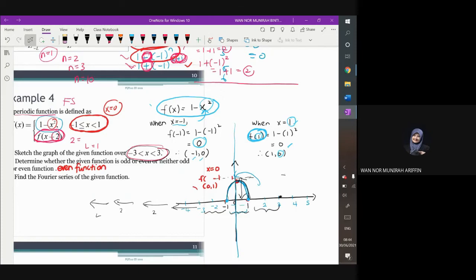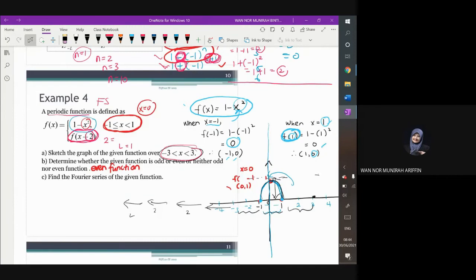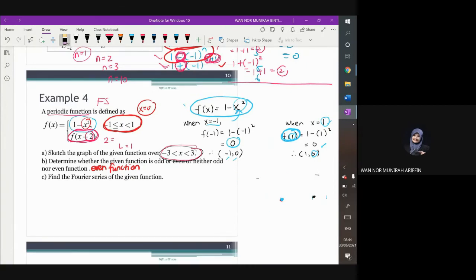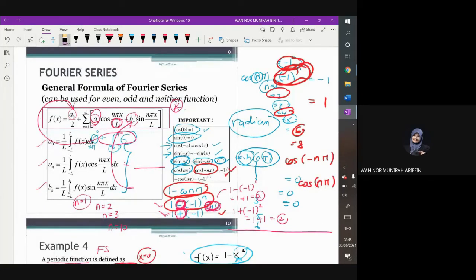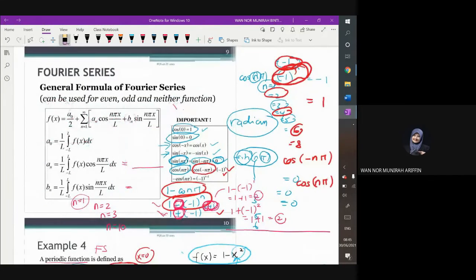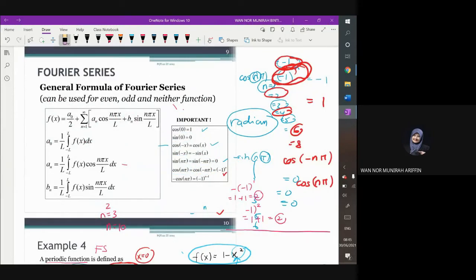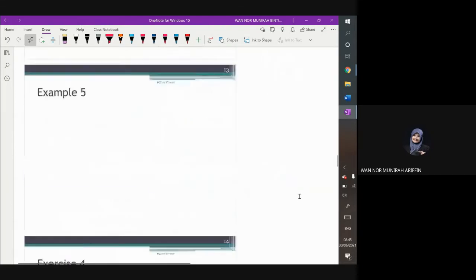Okay, so next. Find the Fourier series of the given function. Okay guys, when you have an even function, okay, please avoid to apply this formula, class. Please avoid to apply this formula. This is because this formula is actually valid for all even, odd or neither odd nor even function. Okay, tetapi when you have even function, saya skip di sini.